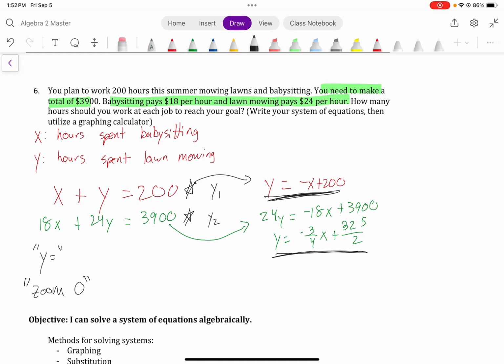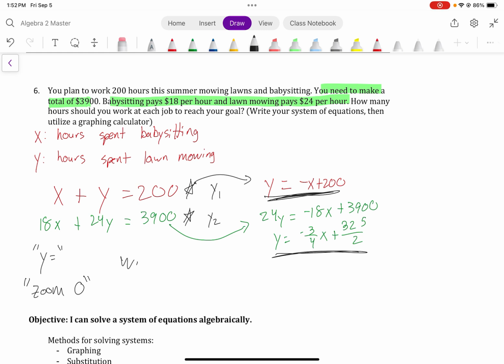Okay, so if I look at it right now, my window goes from -10 to +10 for the X direction. For the Y direction, it goes from 155 to 210. Then the scaling is by 1. Now, thinking logically for a second, we're counting number of hours. I can't spend negative hours babysitting, so I might as well just start that at 0. Okay, and I can't do anything more than 200 hours, so maybe I want to put that up to 200.